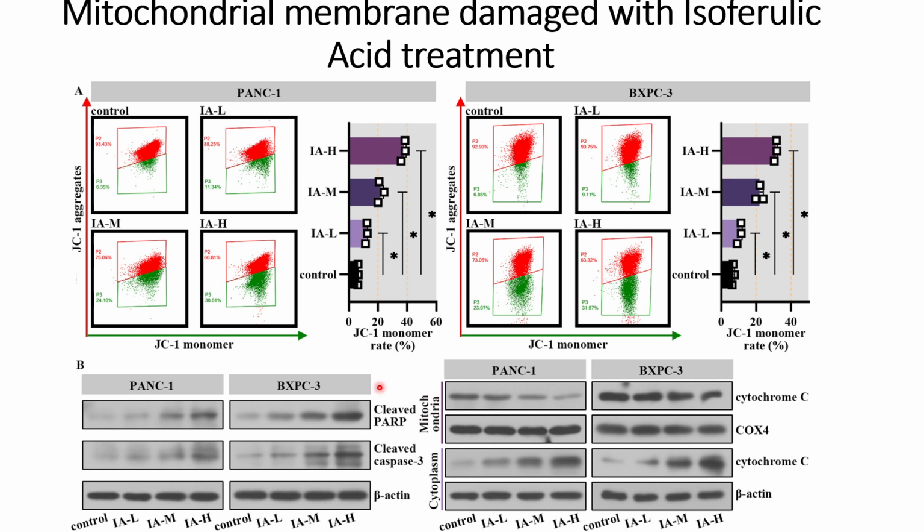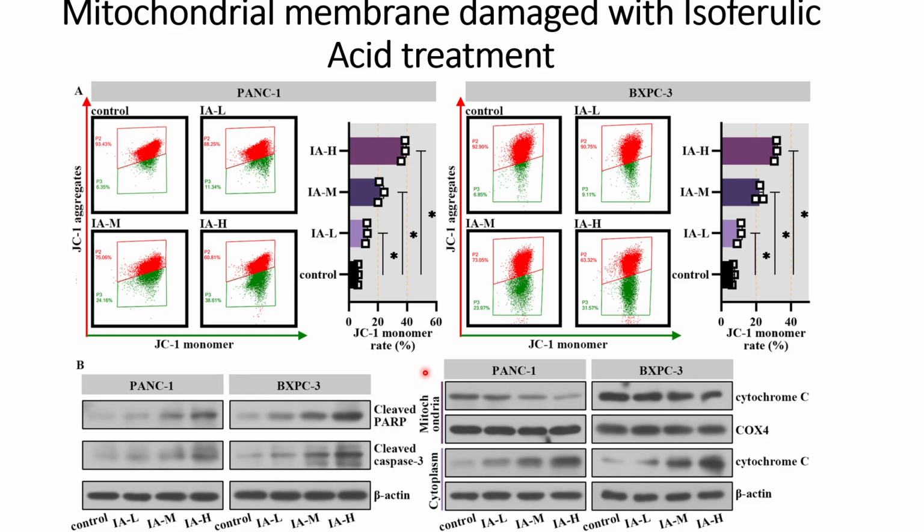So they checked for cleaved PARP and cleaved caspase 3, which are the markers for apoptosis. They can see that with the dose-dependent increase in the concentration of isoferulic acid, there is an increase in these apoptotic markers, that is cleaved PARP and cleaved caspase 3, both for the Panc1 cell lines and also for the BXPC3 cell lines.